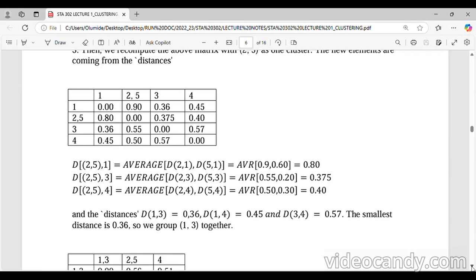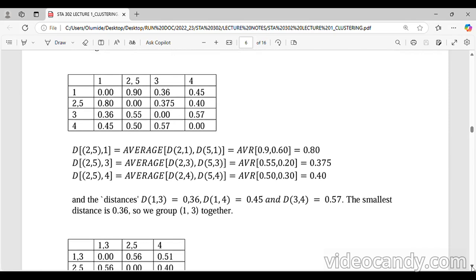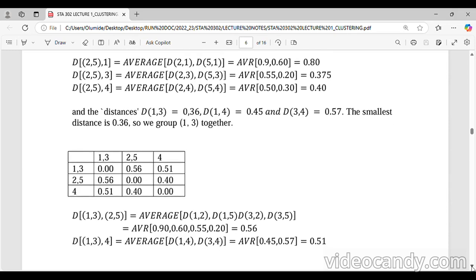Then the smallest distance is 0.36, which means the next regrouping is 1 and 3. So we have 1 and 3, 2 and 5, and 4. Then we start again. We know that 1 and 3 is already 0. For 1, 3 and 2, 5, we split that. It gives us 4 distances: 1 and 2, 1 and 5, 3 and 2, 3 and 5. Then we average 0.90, 0.60, 0.55, 0.20, and we have 0.56.